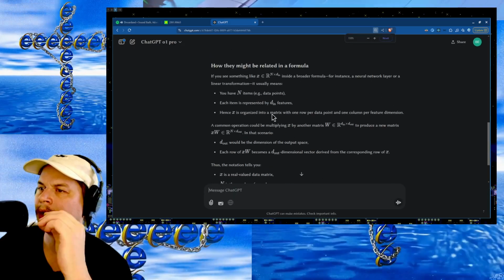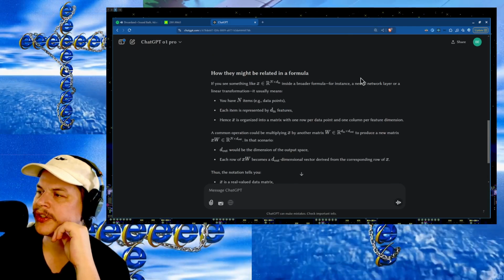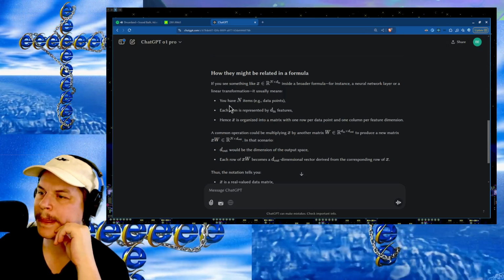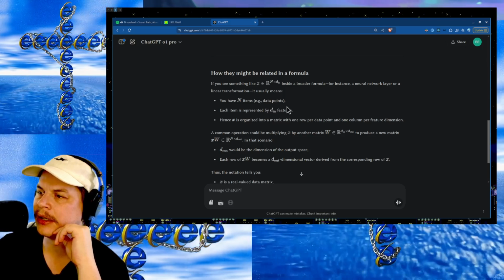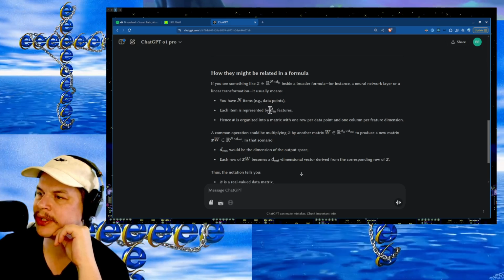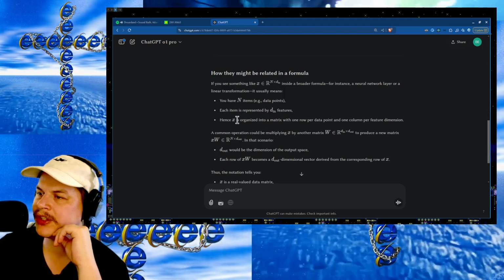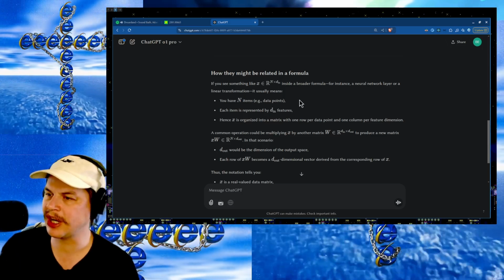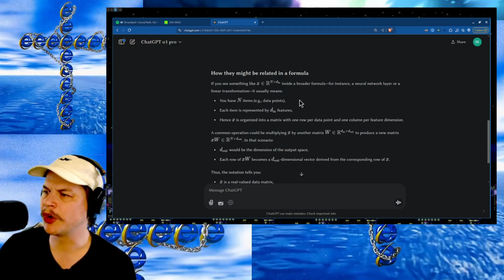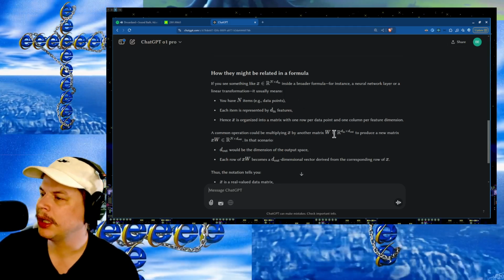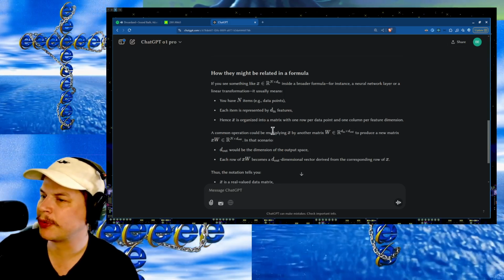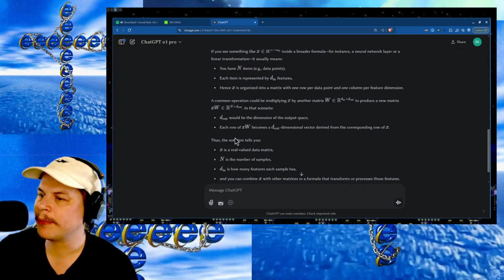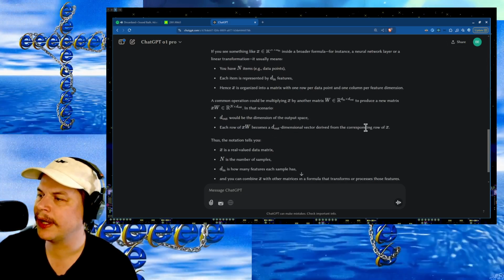So if you see something like this inside a broader formula, for instance a neural network layer or a linear transformation, it usually means you have n items, so data points. Each item is represented by d_in features, so n items times d_in features each. Hence, X is organized into a matrix with one row per data point and one column per dimension. A common operation would be multiplying X by another matrix, W, in R^(d_in x d_out), to produce a new matrix. This is matrix multiplication. d_out would be the dimension of the output space. Each row of XW becomes a d_out-dimensional vector derived from the corresponding row of X.